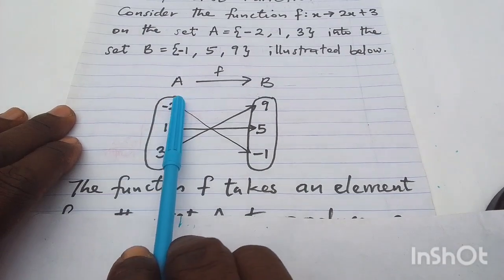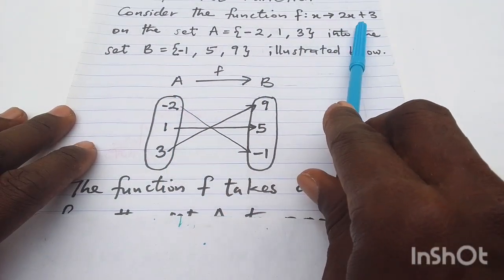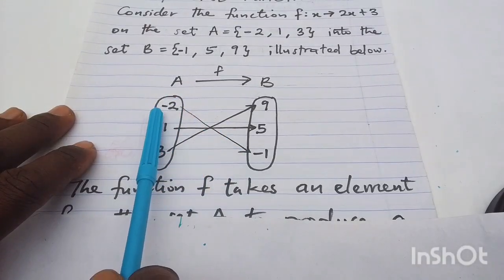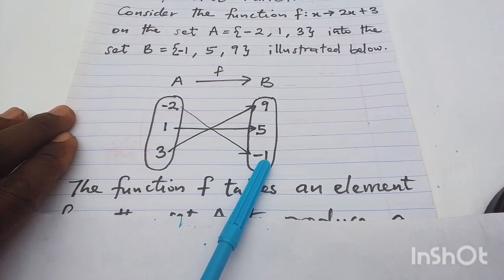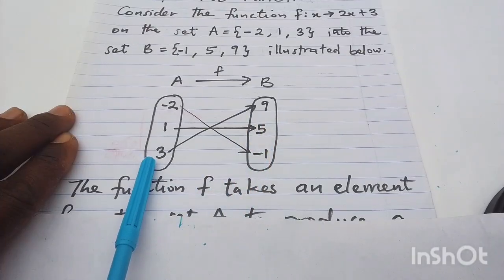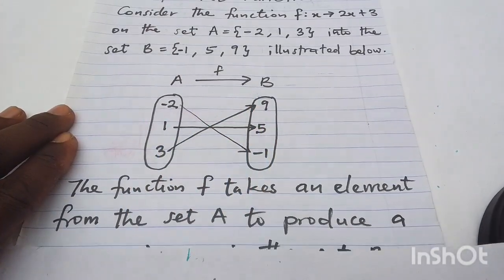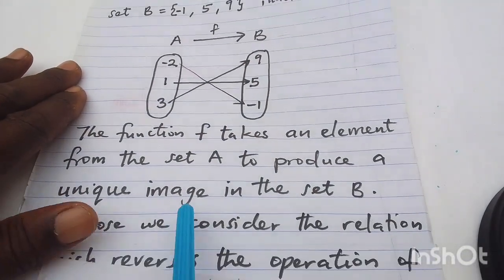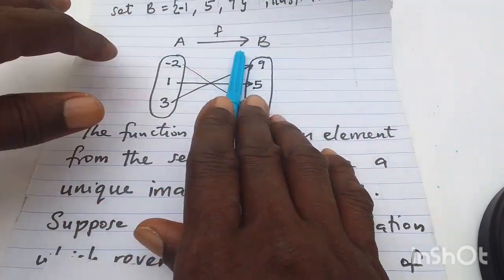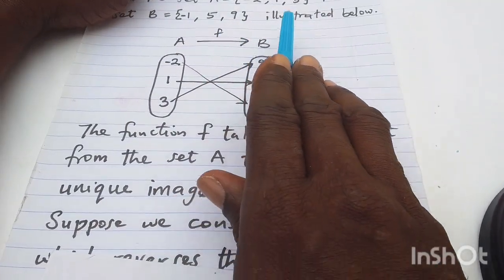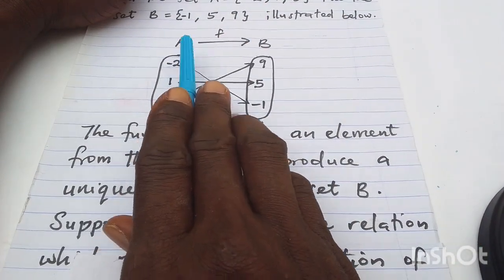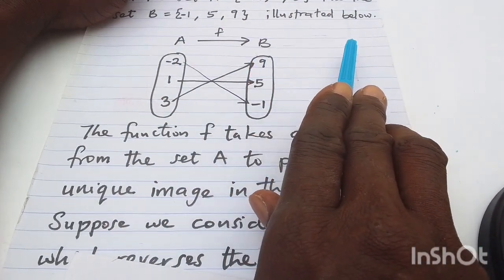Now you realize that if you follow this mapping, minus 2 will give us an image of minus 1, 1 will give us an image of 5, and 3 will give us an image of 9. Now this is the mapping of the set A into B, which is 2x plus 3.